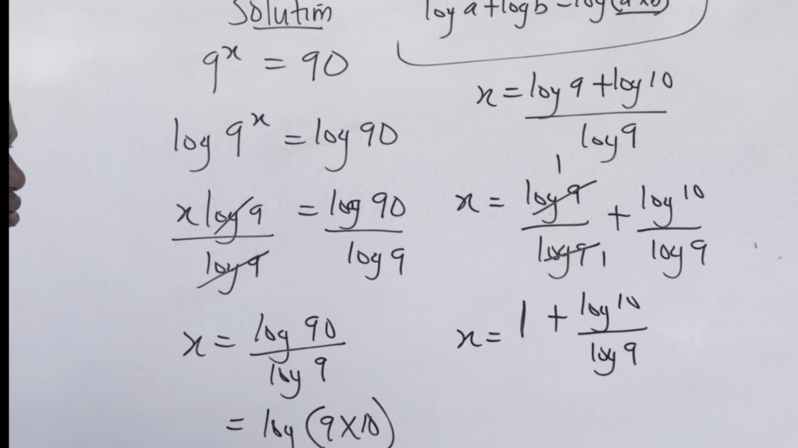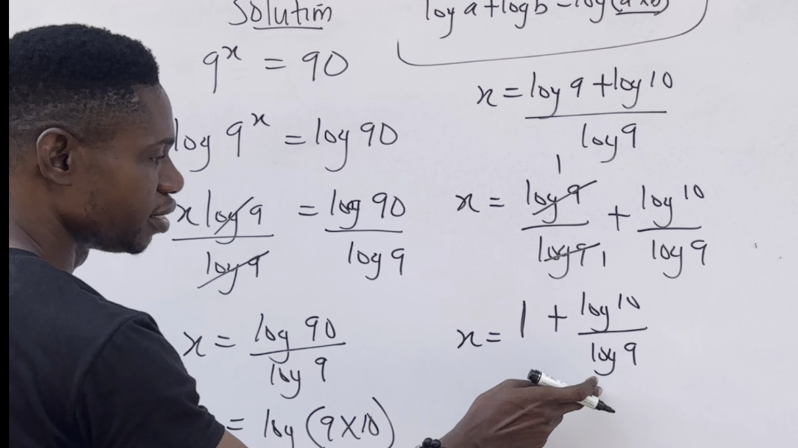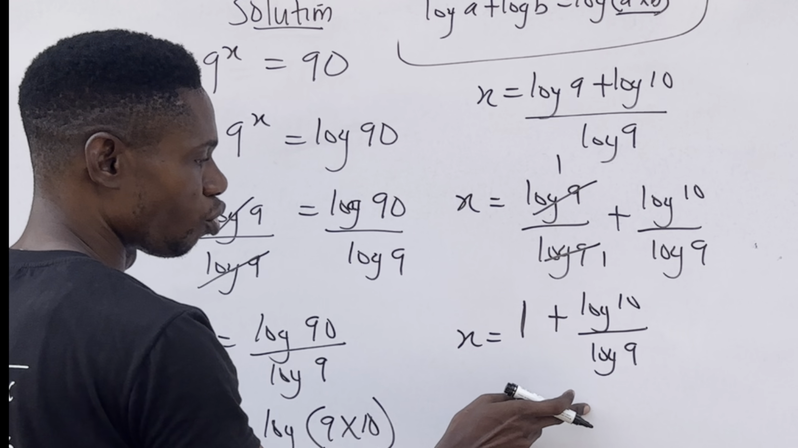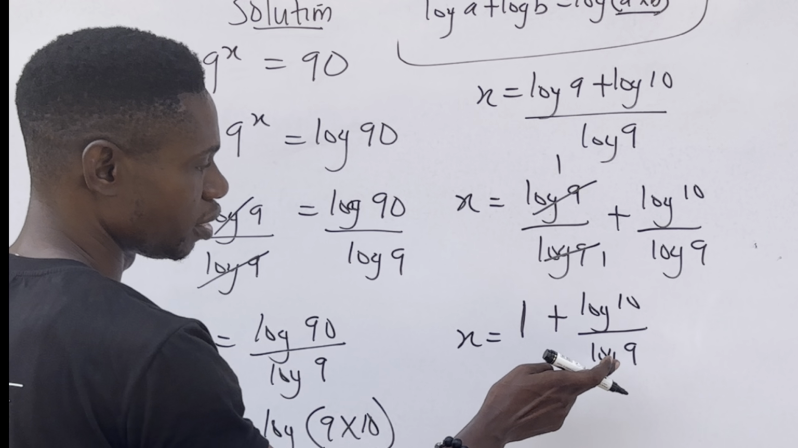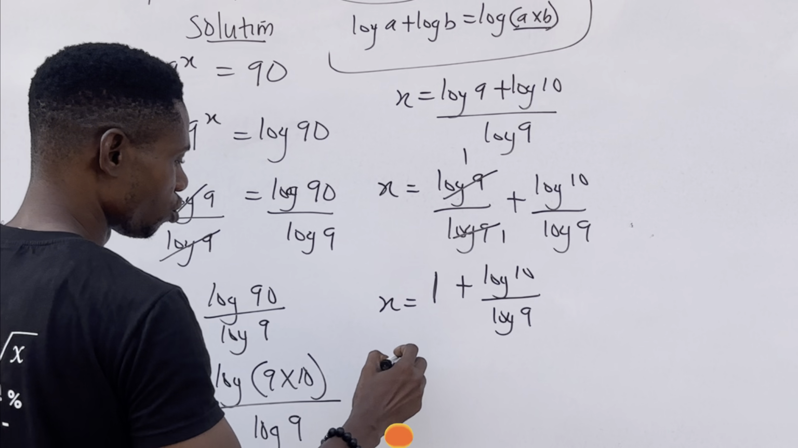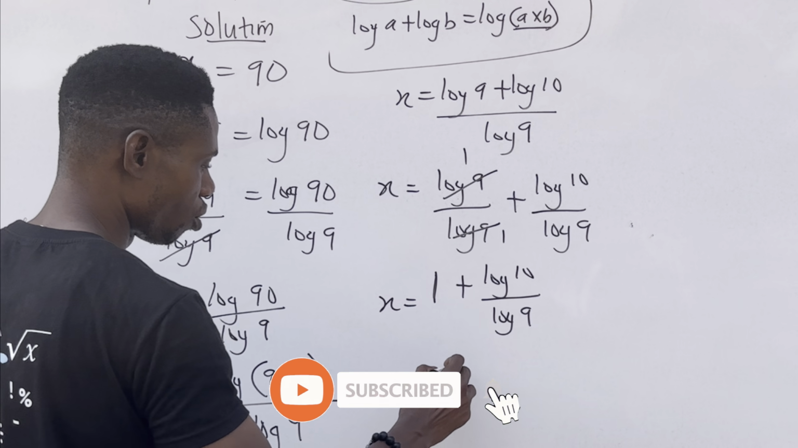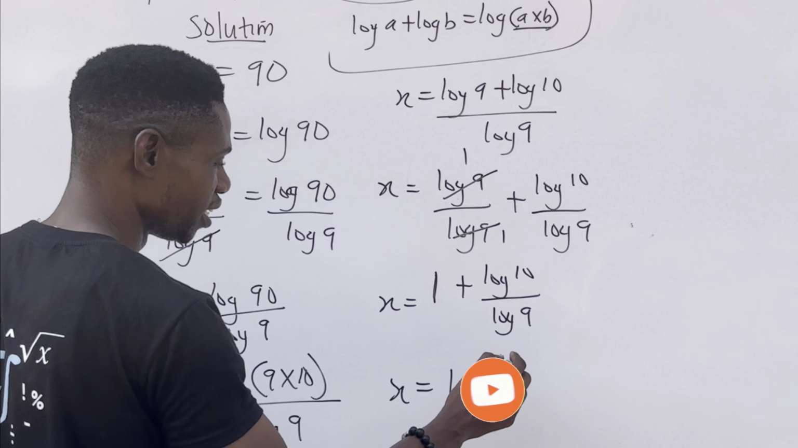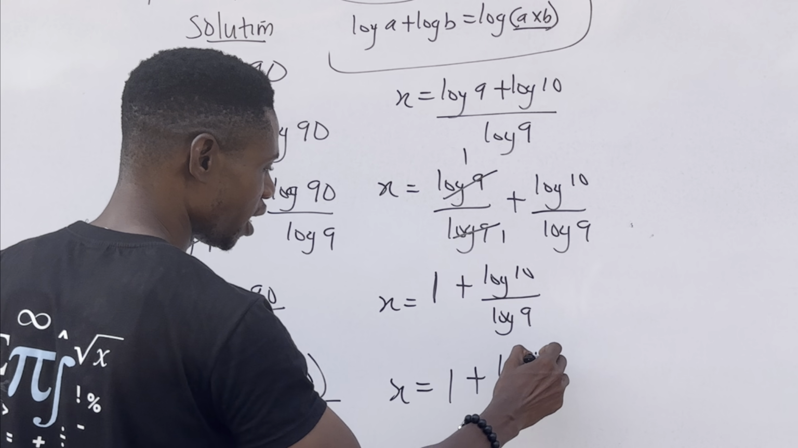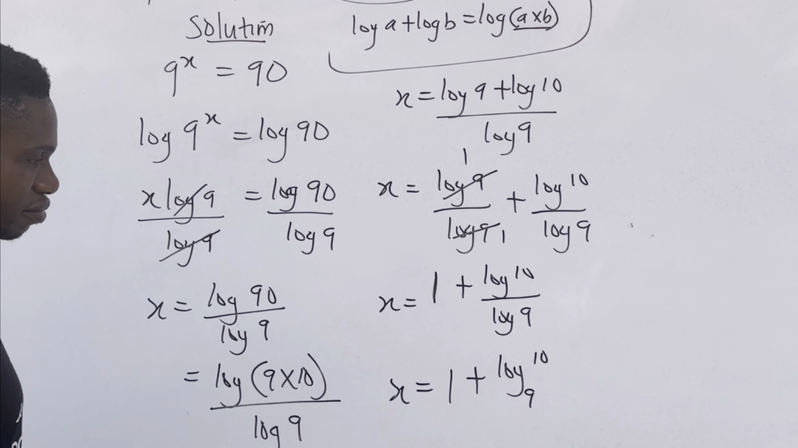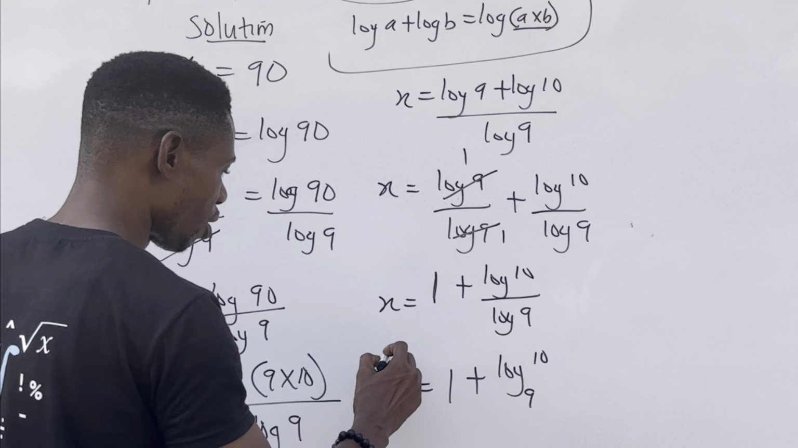Okay, so from here, remember our change of base. I'm making both to base 9. So we'll have x equal to 1 plus log 10 base 9. So this is our answer for x.